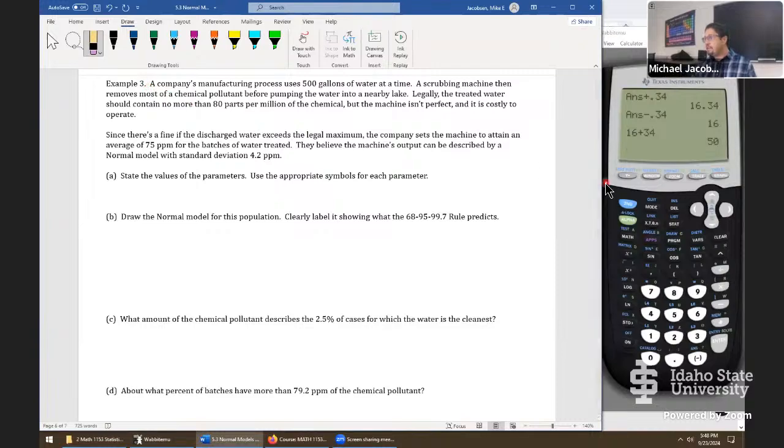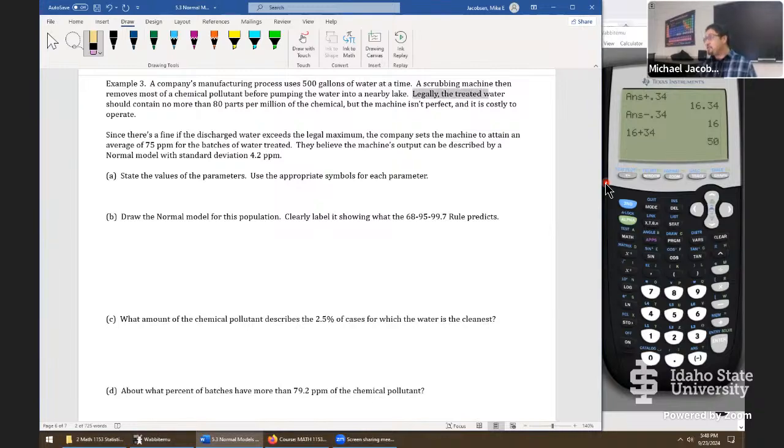Starts off by saying, a company's manufacturing process uses 500 gallons of water at a time. A scrubbing machine then removes most of a chemical pollutant before pumping the water into a nearby lake. So it sounds like something familiar. Industry is costly and they use corrosive chemicals or just straight up neurotoxins like lead. And you have to know what to do with that water. In Idaho, the laws on that are kind of shaky. So bad things like this could happen all the time.